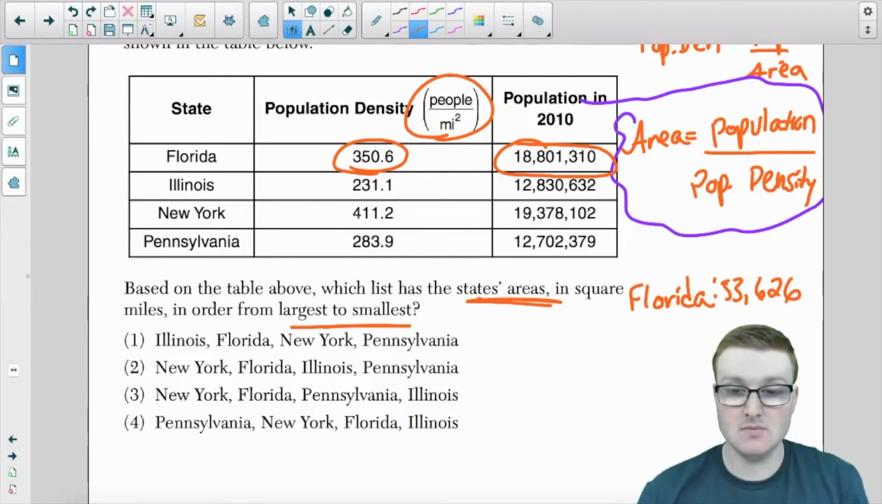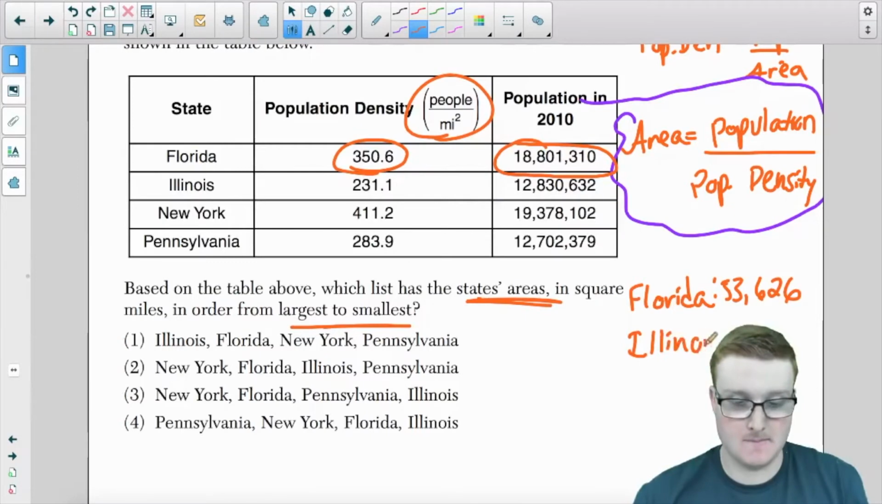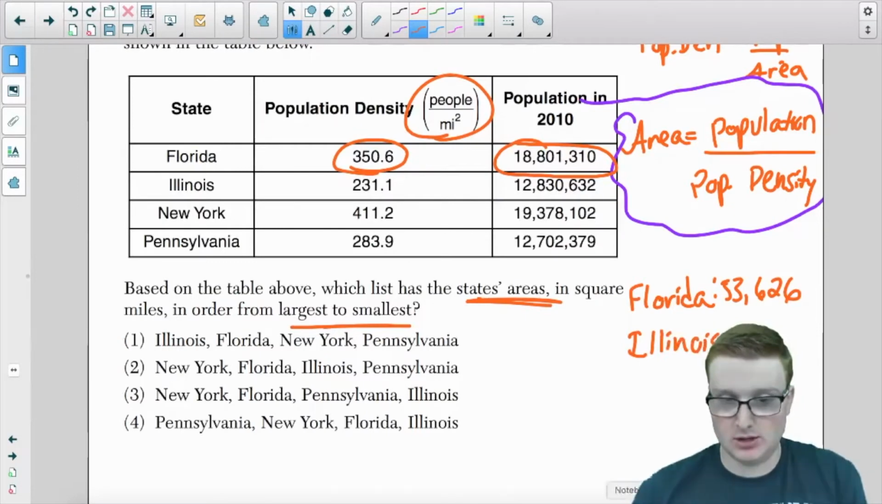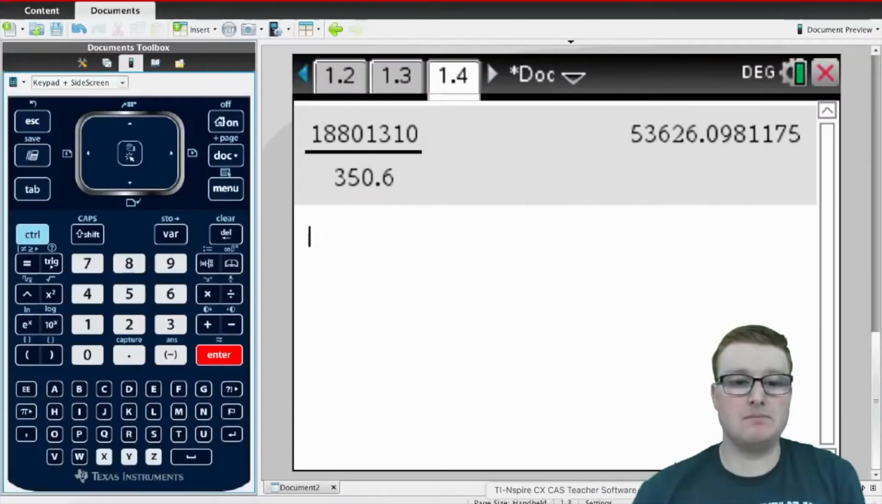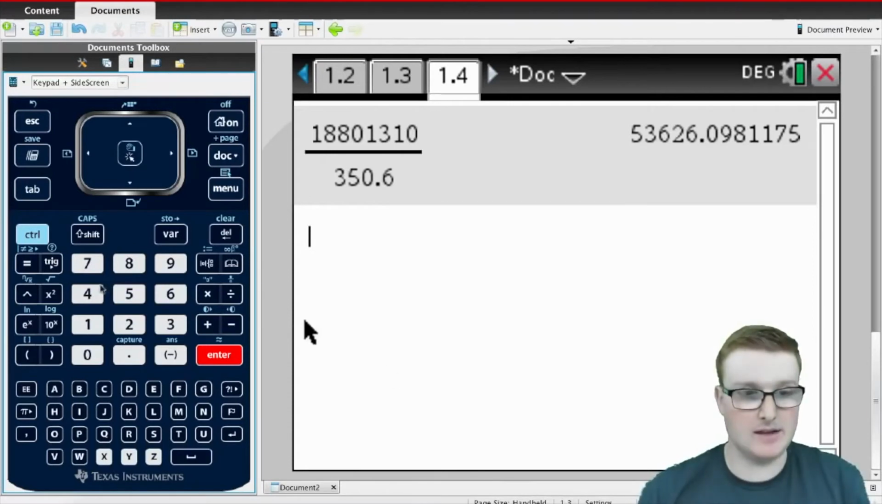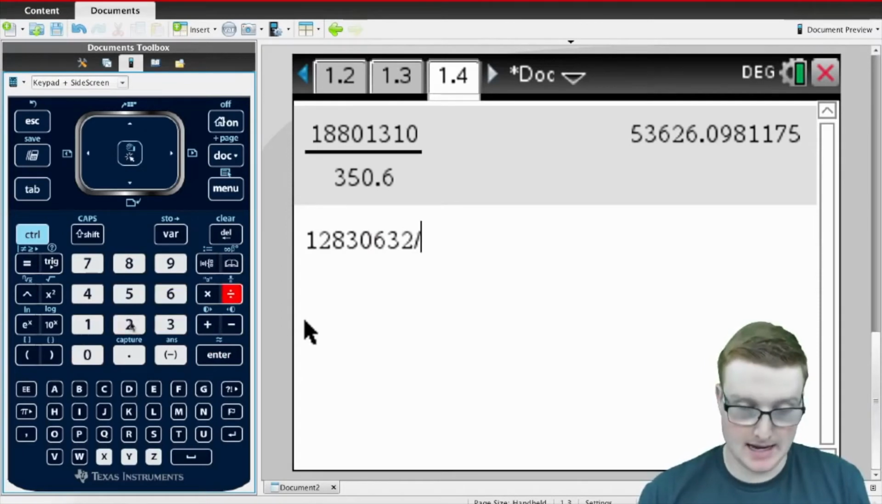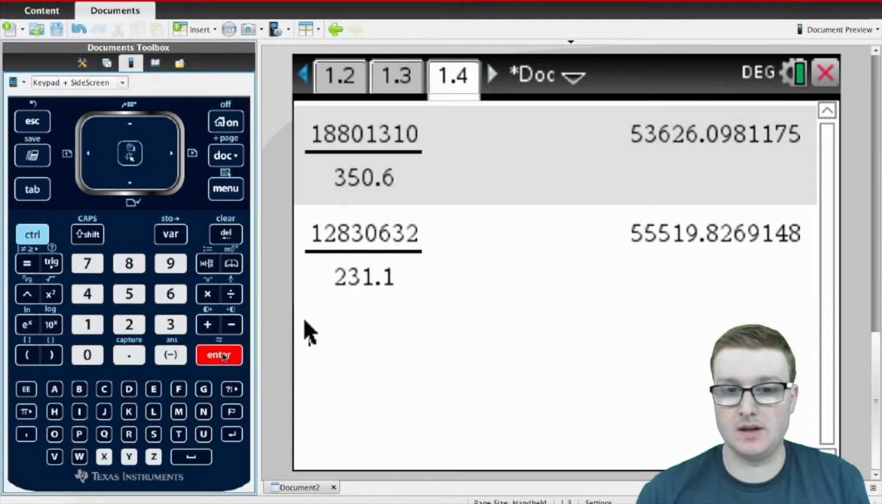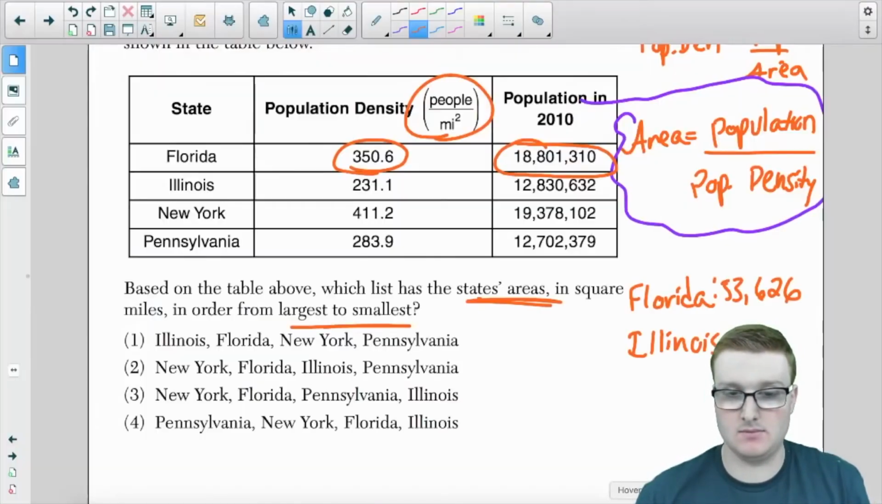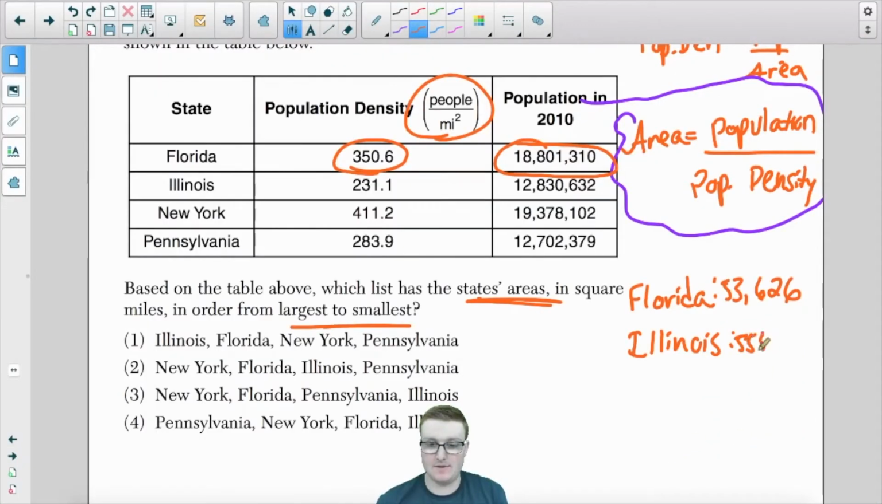Okay, let's go ahead and try Illinois. When we plug everything into our calculator, that's 12,830,632 divided by 231.1. That gives 55,519. That's Illinois.